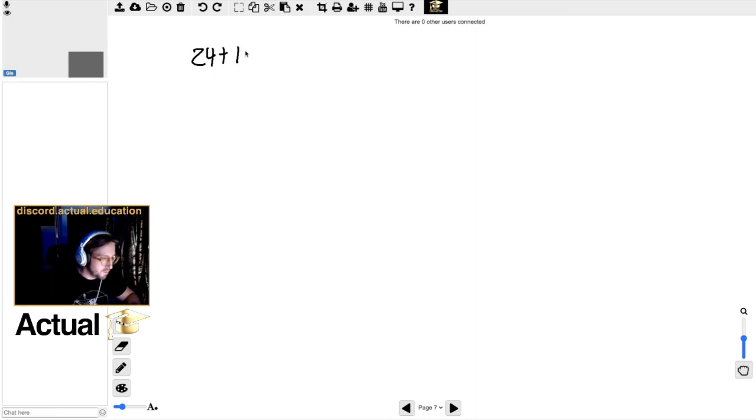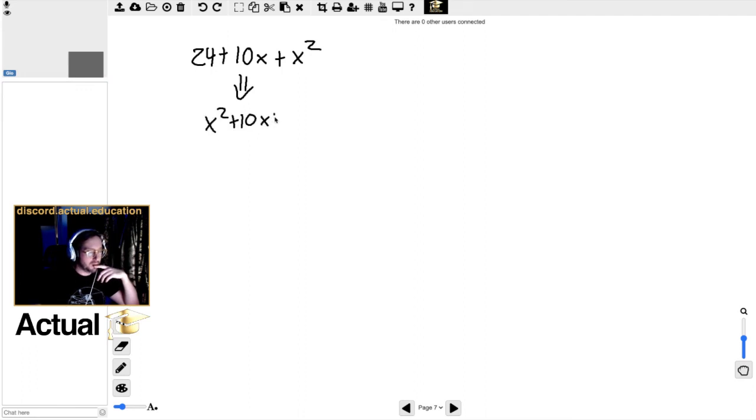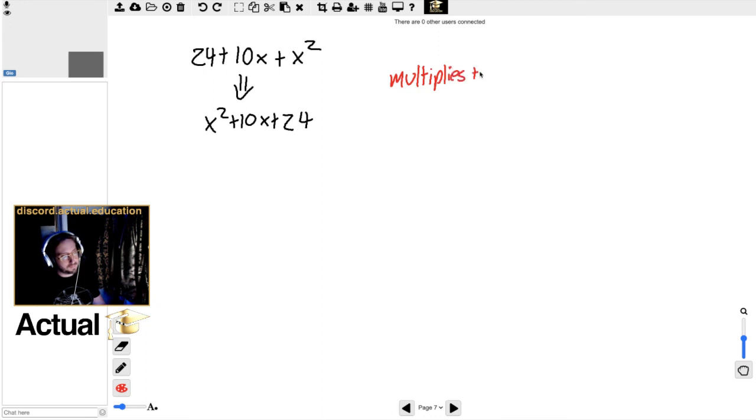So this is written backwards, right? The first step is to write it in this way, because this is easier for you to see what it needs to multiply to and what it needs to add up to. So I have to find something that times to 24. So it multiplies to 24. Yeah, 6 times 4. Okay, good. And then it needs to also be positive, and it needs to add up to 10. Good.